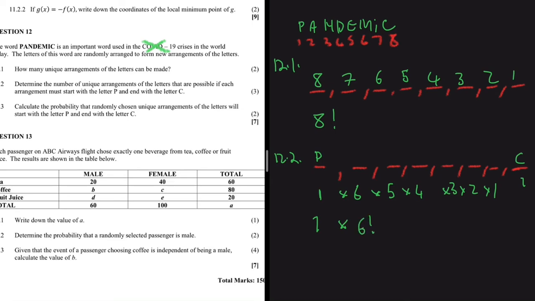And then the last letter is C. We only have 1 C. So that will be 1. So for 12.2, we have 1 multiplied by 6 factorial multiplied by 1. The first letter has to be P and we only have 1 P. The last letter has to be C and we only have 1 C. And for the letters in the middle, we have 6 letters remaining and 6 positions, so we can arrange them in 6 factorial ways.